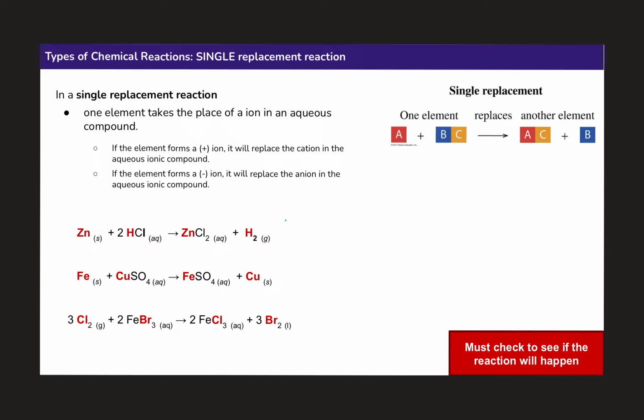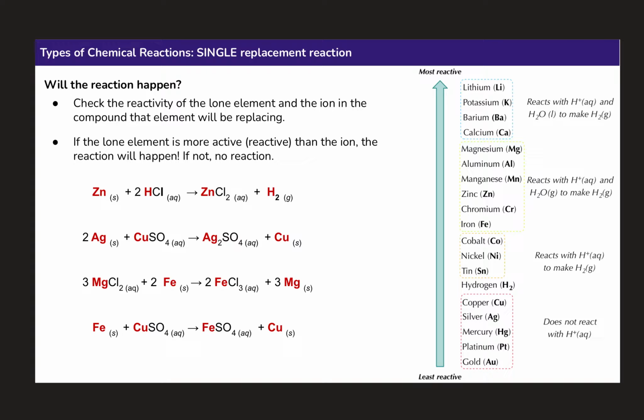One of the things you must do with a single replacement reaction is check to see if the reaction will even happen in the first place. To determine if a single replacement reaction will happen, you have to check the reactivity of the lone element and compare it to the ion it will be replacing in the aqueous compound. To do this, we use the activity series.